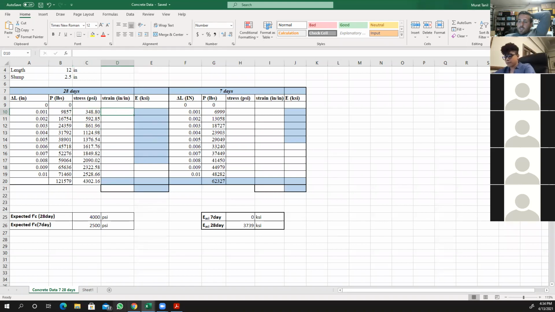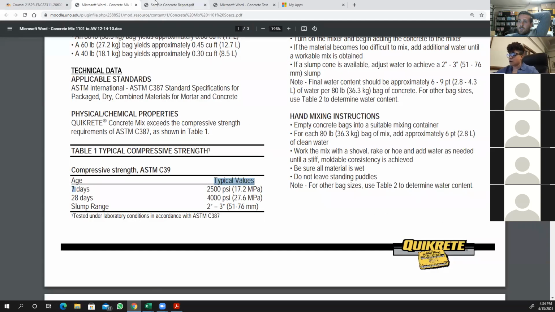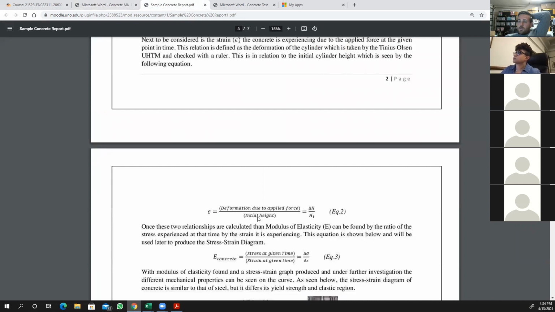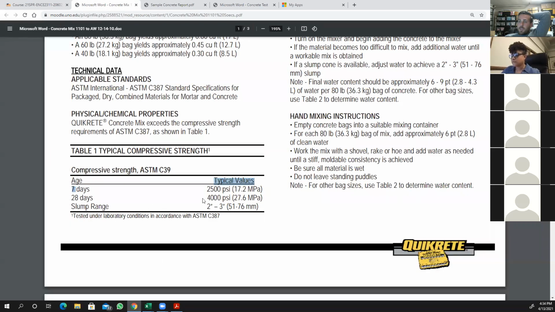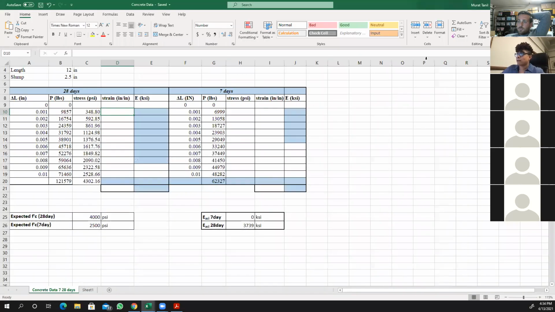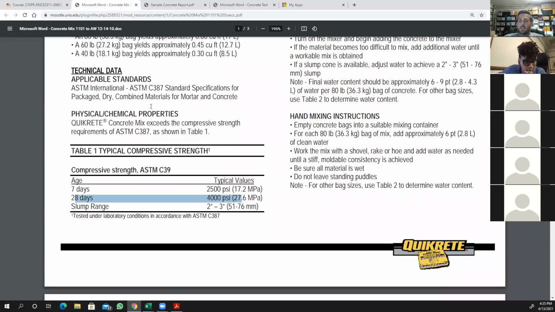Next, we're going to use the second equation that we were checking out earlier: deformation due to applied force over initial height. Again, 28 days is 4,000 psi. That's what we were shooting for, and we got more than 4,000 psi, because this brand, Quick Grip, wants to be on the safe side and uses a factor of safety. If you use less cement, obviously you're going to lose some strength and it will be less than 4,000 psi, or if you add more water. But if you follow the procedure, you should get at least 4,000. This is the minimum that we are expecting.